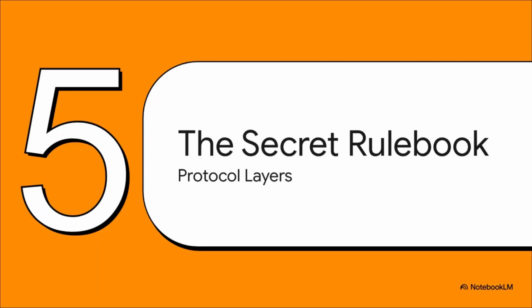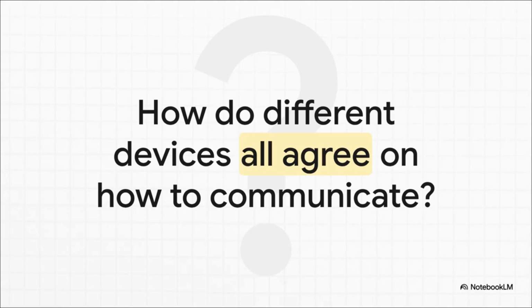So let's just pause and think about this for a second. We have billions of different devices made by thousands of different companies sending trillions of these little packets through this, let's be honest, pretty chaotic network. How on earth does any of this actually work together? I mean, how does an iPhone made by Apple in Tokyo successfully ask for a web page from a server in Brazil that's running Linux?